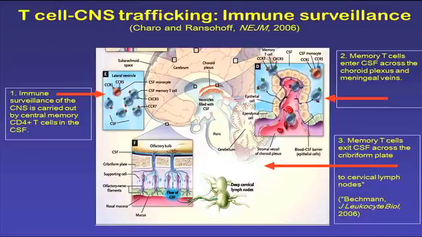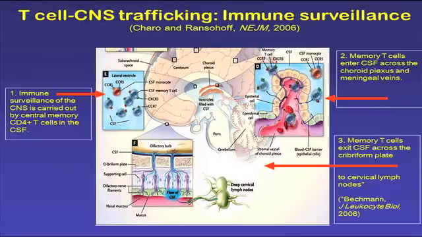So the next cartoon summarizes our hypothesis about immune surveillance of the central nervous system. Immune surveillance is carried out by central memory CD4 cells in the spinal fluid. That's point number 1. On the right-hand upper panel, point number 2, these memory T cells enter the CSF across the choroid plexus and a little bit across the meningeal veins where the CSF is being produced.